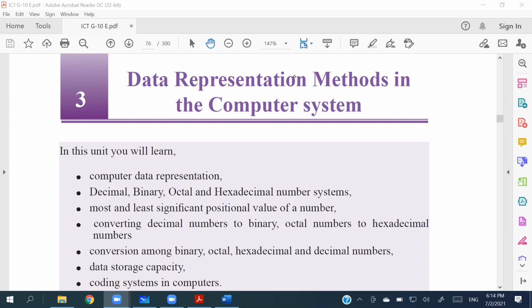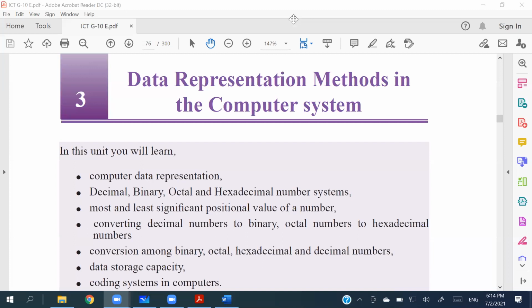That means the machine, not us, right? We have the things in human readable form, something that we can understand, right? If you just look into this particular PDF, this is in English. So if you know English, we can understand it, right?